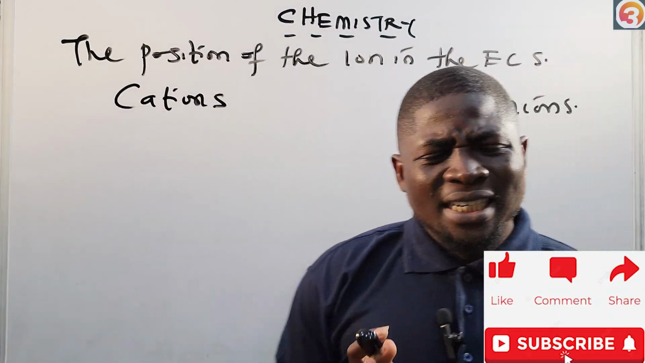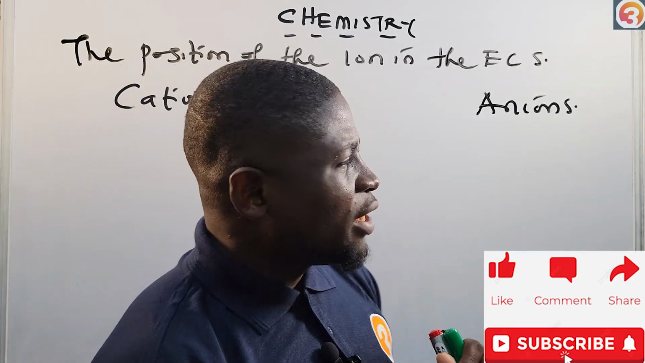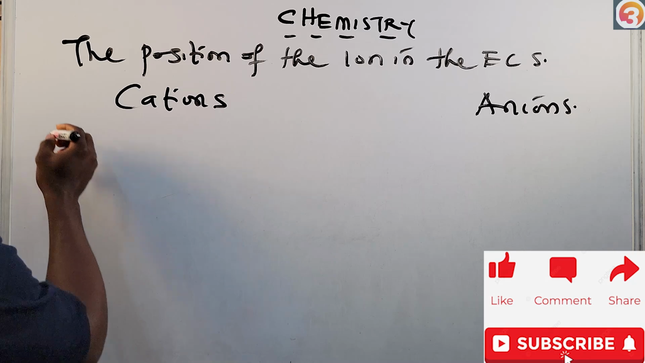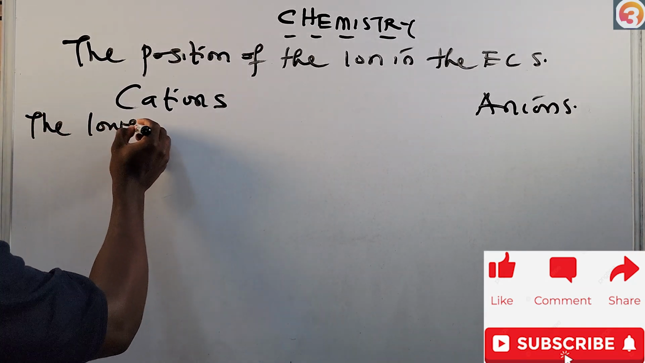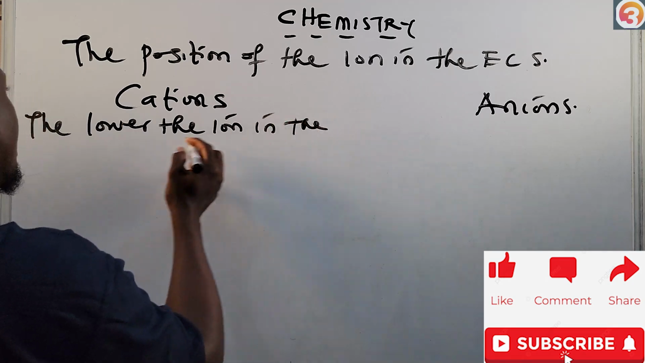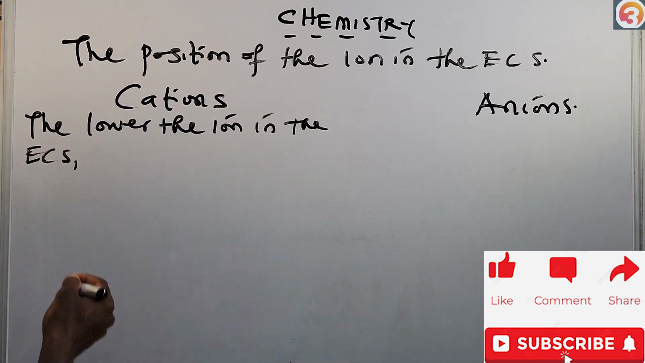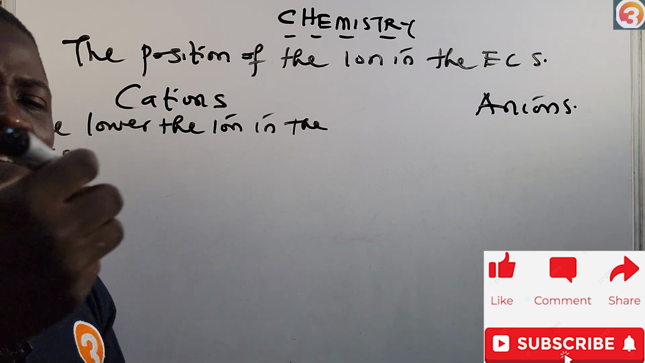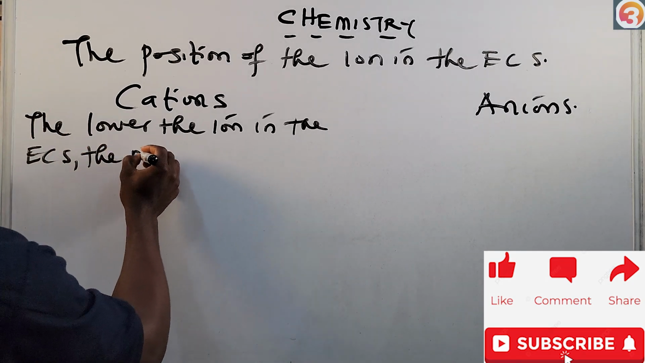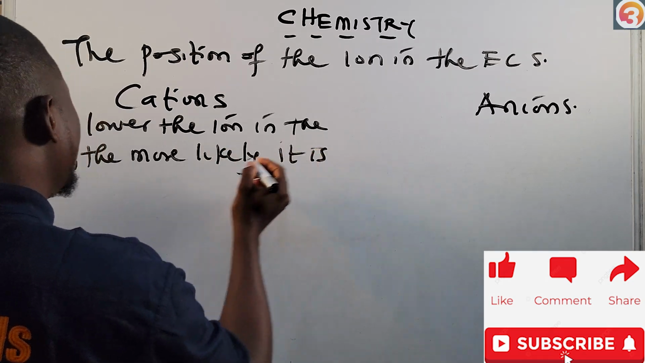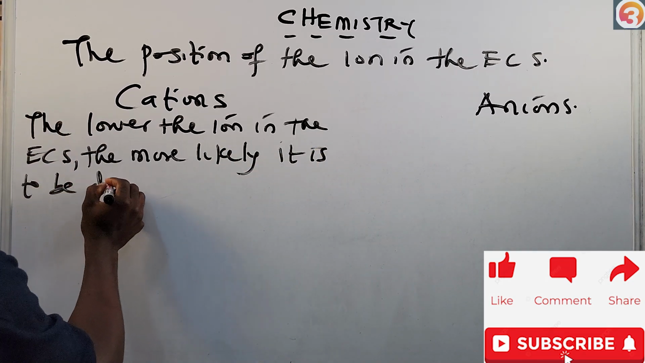Now, for the cations, the lower the ion in the electrochemical series, the more likely it is to be discharged.